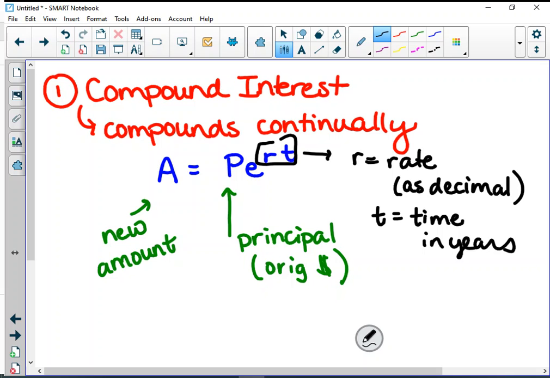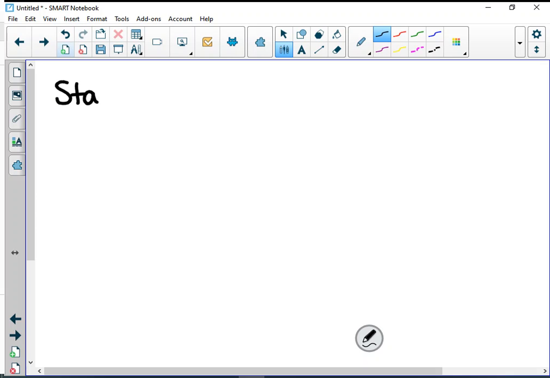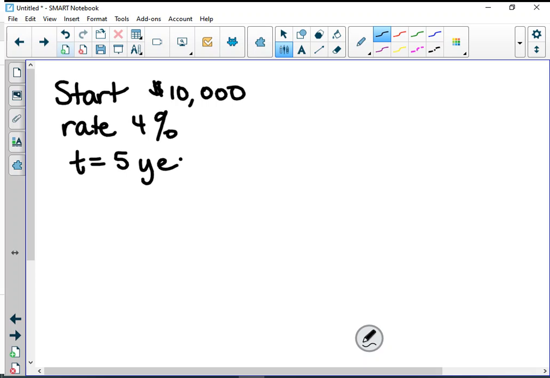So an example of that is, let's say we were starting with $10,000, which would be sweet, and we invest it at a rate of 4%, compounding continuously, and we let it sit for 5 years. How much money will we have at the end of the 5-year period? $10,000 at 4% for 5 years, being compounded continuously.